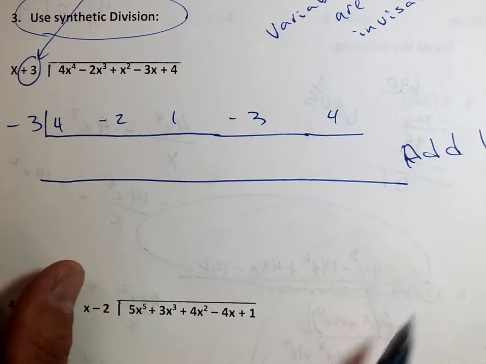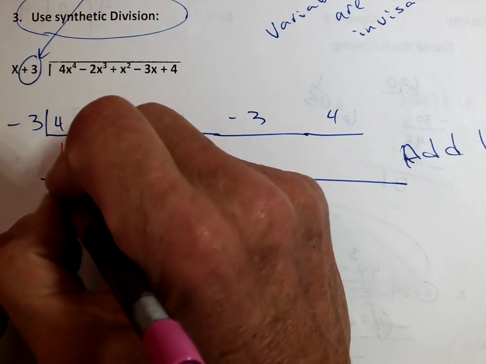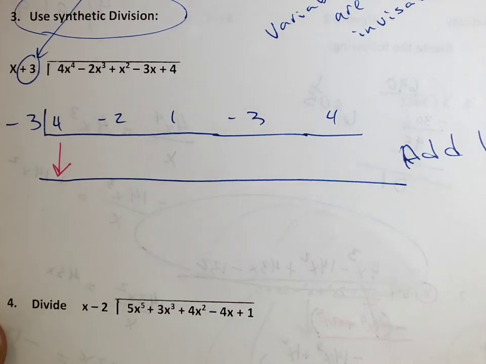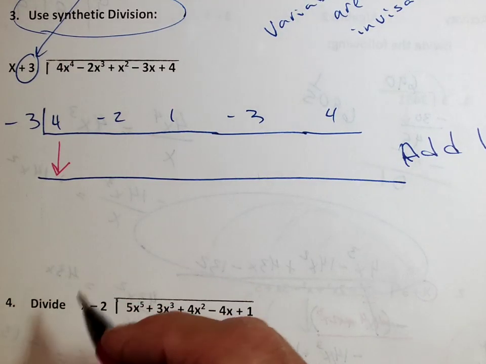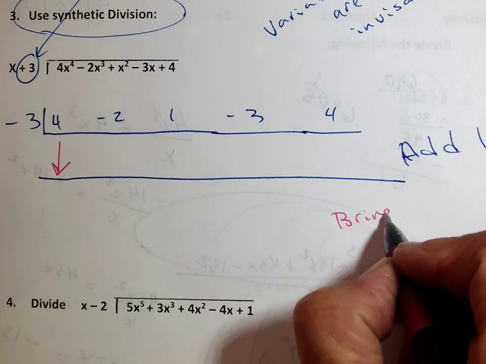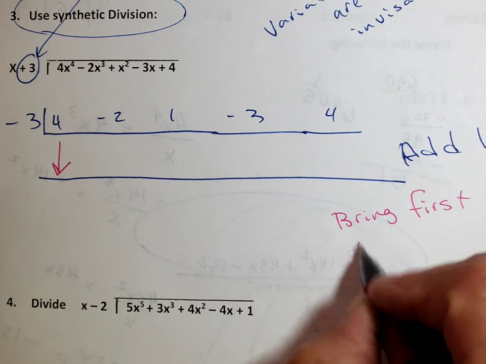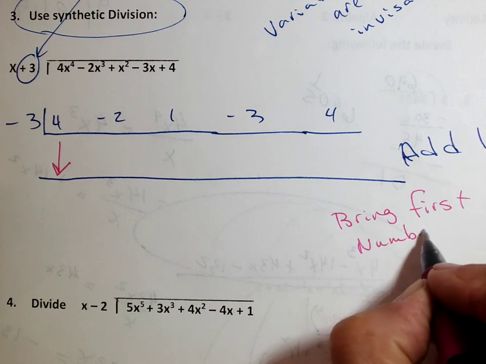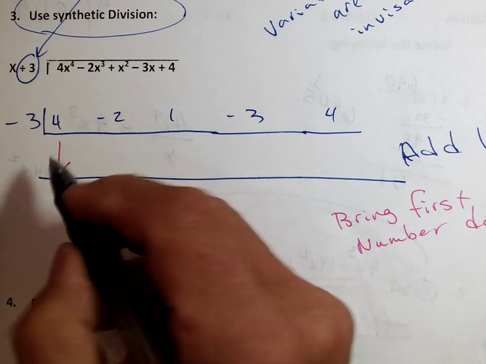Now, here we go. First step. Always, always, always. First step: bring the first term straight down. Always bring it down. Put your arrow there so you know that that space is occupied. So we're going to bring the first number down. So I'm going to write 4 right here.